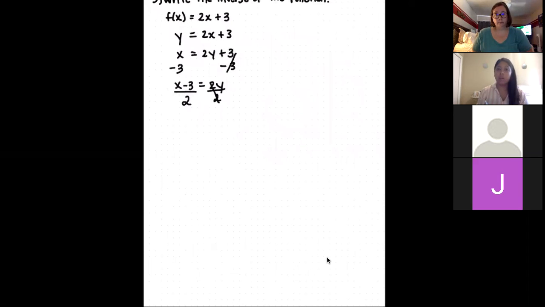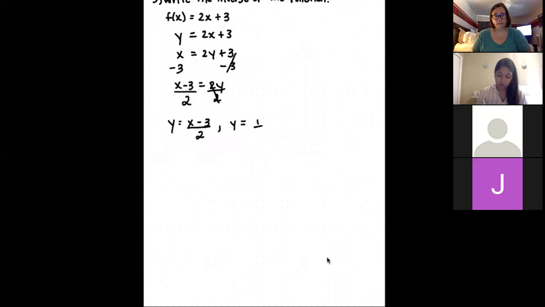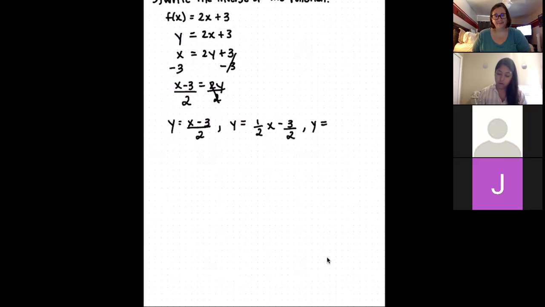And then there are going to be different ways you can write your answer. So I suggest you write all of them so you can compare whenever you are doing your quiz. So we have it like this. We can have it like that. We can also have it 1/2 x minus 3/2. Or we can also have it x over 2 minus 3/2. All of those are exactly the same thing, but they are just written differently.